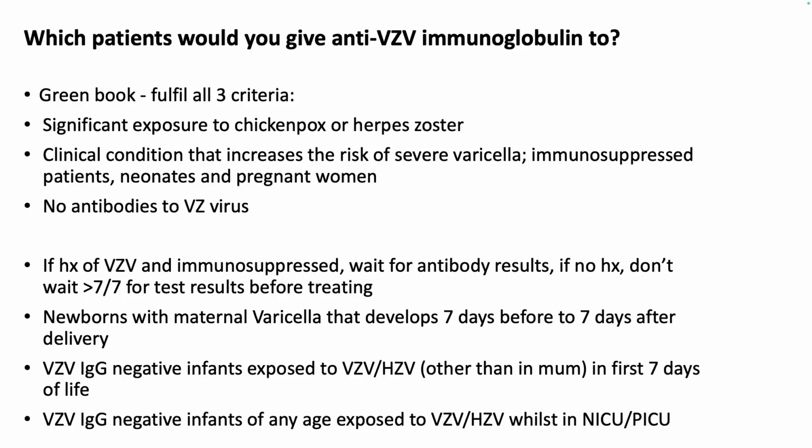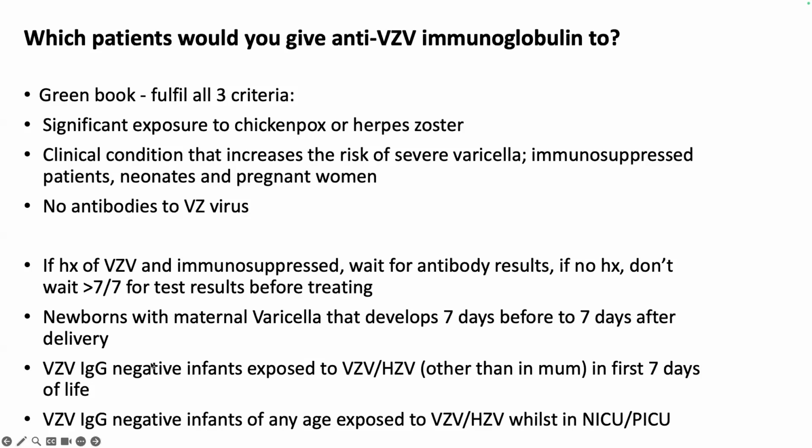So for our guidance in the UK, we would give antivaricella immunoglobulin to people who've had a significant exposure. A significant exposure is sort of 15 minutes in the same room. So really, you don't have to have that much contact to be at risk of chickenpox. And then a condition that increases your risk of severe varicella. So this could be oncology patients, neonates, and pregnant women, and no antibodies to varicella virus. So you could hopefully check antibodies in pregnant women to try and establish this.